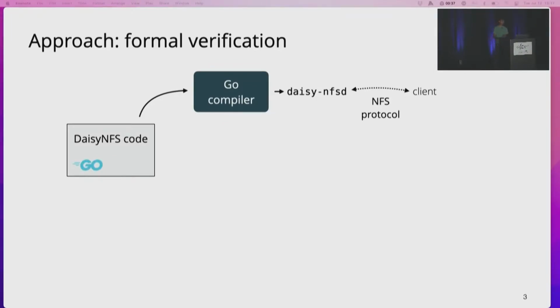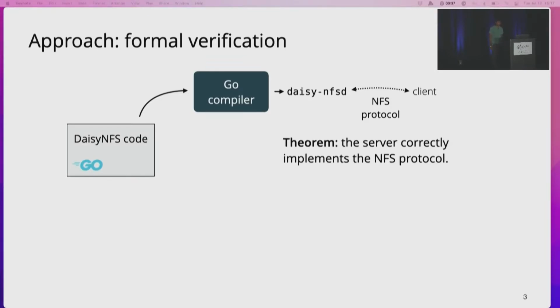So in this work, we present DaisyNFS, an implementation of the network file system, or NFS protocol. This is a standard file system API, and our server is compatible with existing clients. But what makes DaisyNFS special is that it comes with a theorem, proven using formal verification, that says that the server correctly implements the NFS protocol.